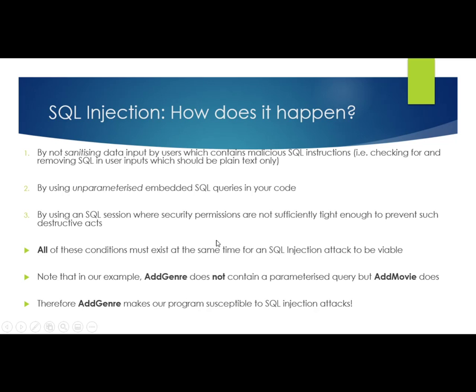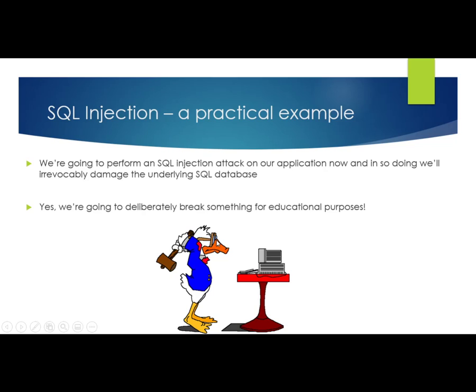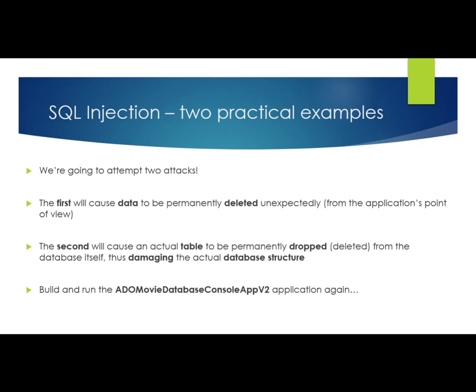injection attack. So we're going to perform an SQL injection attack right now on the application, and we're going to actually do it twice. And in so doing, we're going to permanently damage the database that underlies our application. So we're going to deliberately break something just for educational purposes and fun, because sometimes it's nice to break things rather than build things, right? So we're going to attempt two SQL injection attacks right now. The first will cause data to be permanently deleted from our database. The second will cause a table to be permanently dropped from the database, thus damaging the actual database structure itself.